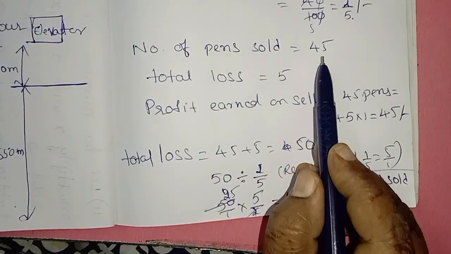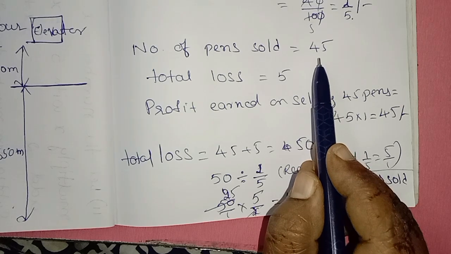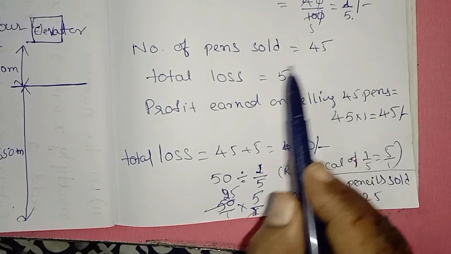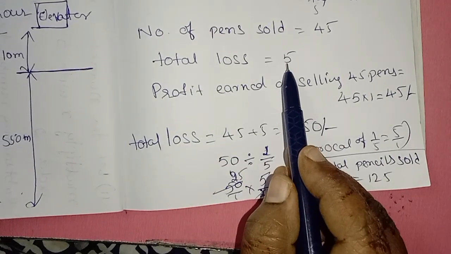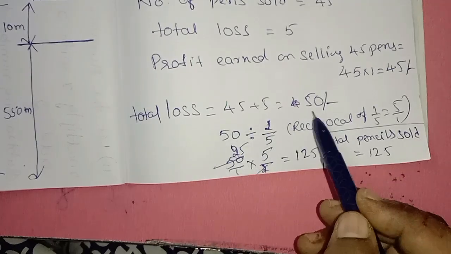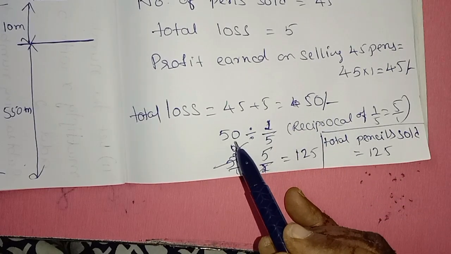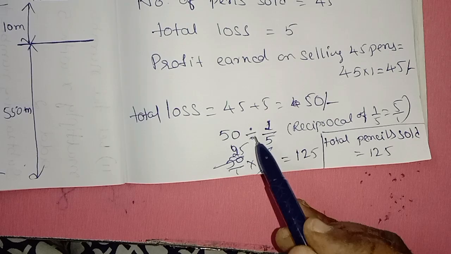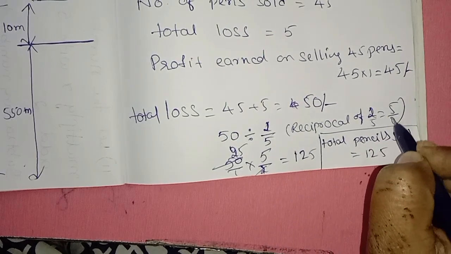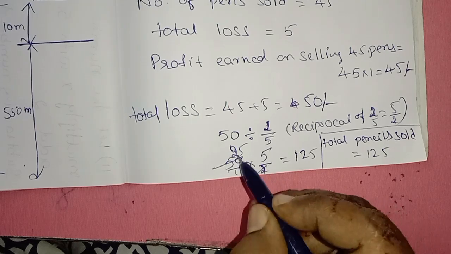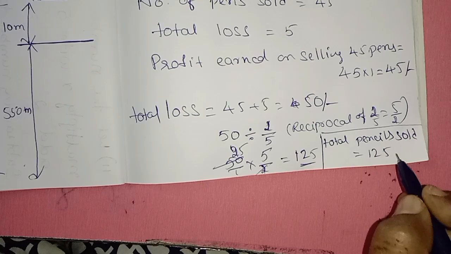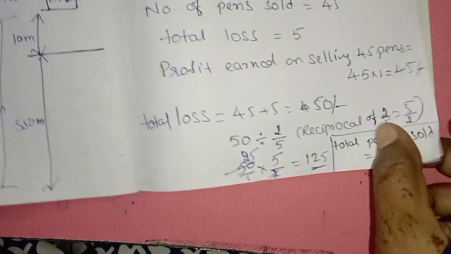Number of pens sold 45. Whenever he sells 1 pen, he gets 1 rupee profit, which means the total profit is 45 rupees. Clear? Total loss, he got 5 rupees on that day. So profit earned on selling 45 pens is 45. Total loss will be 50. Now, how many pencils sold? 50 divided by 2 by 5. The reciprocal of 2 by 5 equals 5 by 2. After cancellation I am getting 125. Total number of pencils sold is 125. Clear? Next question.